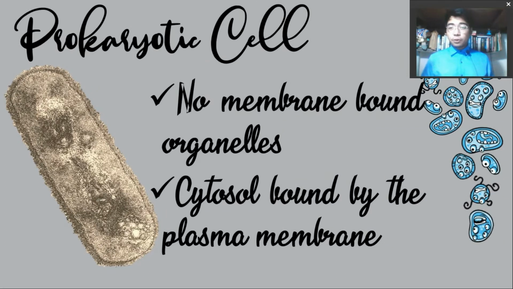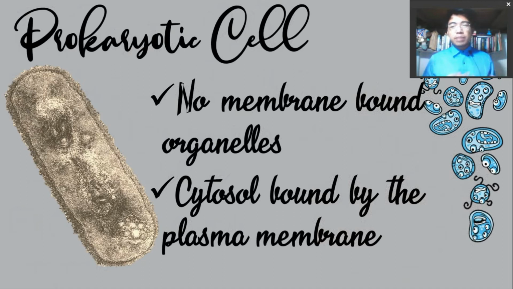Other than the fact that prokaryotic cells are generally very tiny and can occupy a very small space, these prokaryotic cells do not actually possess membrane-bound organelles. And at the same time, the cytosol is bound by the plasma membrane. Prokaryotic cells are considered to be the oldest type of cells that roamed around the earth. They are generally found in bodies of water, probably around 3.5 billion years ago. And once again, they are very simple.